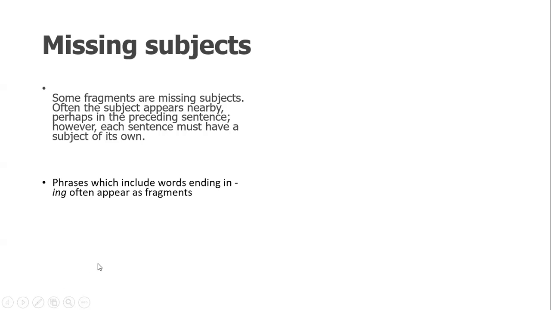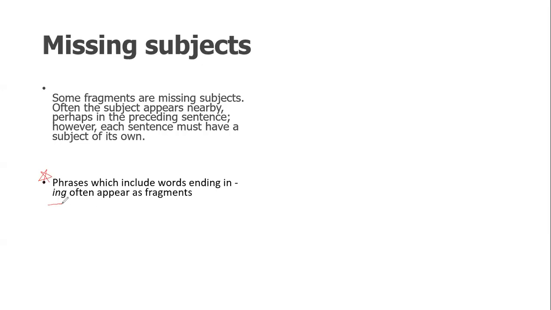So let's say there is one complete sentence, but in the next sentence, you will not find its subject. It can be missing pronouns. It can be missing noun forms. So how do you know who is doing what? Phrases which include words ending in ing often appear as fragments. Please keep this in mind. A very important tip that you have to follow.